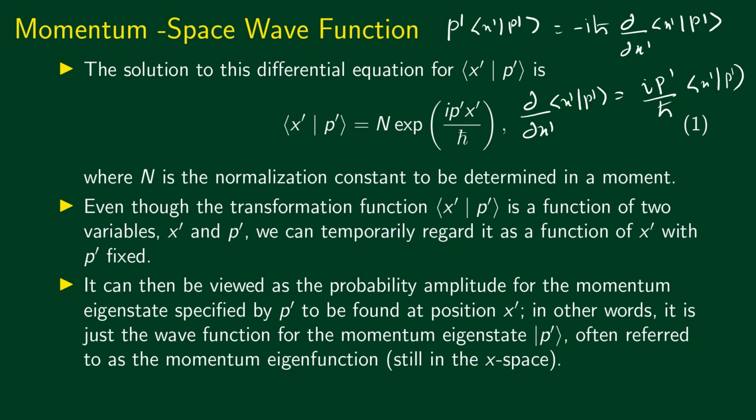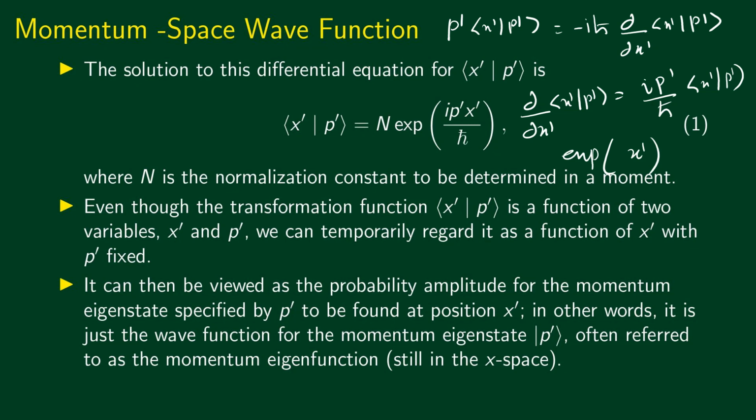Now the solution has to be obvious because we are talking about a function of x prime and p prime, which when you take the partial derivative with respect to x prime gives you the same function multiplied by a factor i p prime divided by h bar. When I'm taking the partial derivative with respect to x prime, p prime is held constant. So we know a function like this. When you take the derivative, you get the same function multiplied by something else. So this function is the exponential function. We know that it has to be of this form, exponential of x prime.